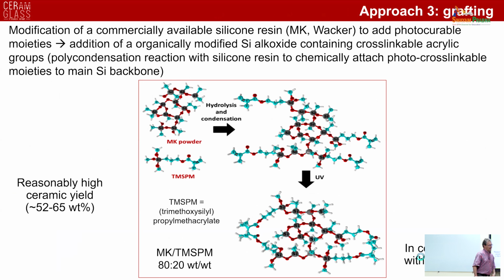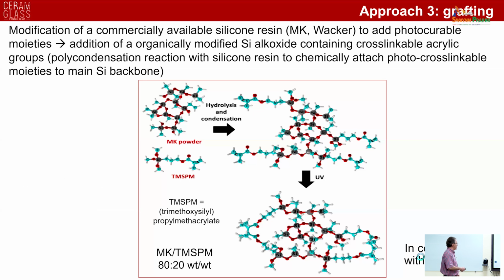And we selected a siloxane resin that has a ceramic yield of about 85 weight%, and it contains silanol, SiOH groups. And these are reactive groups, and you can use them for grafting a silicon-containing acrylate. So in this way you can generate a liquid single-source precursor that contains photocurable moieties. And in this way, we were able to obtain a single-source precursor with a ceramic yield around 65%.